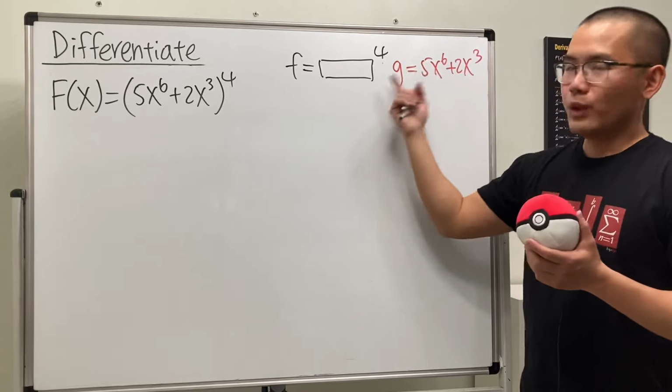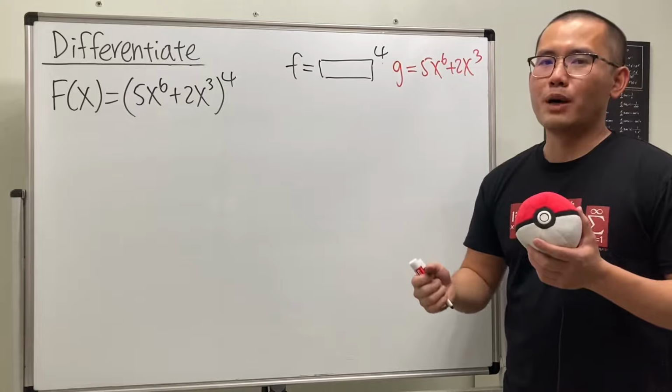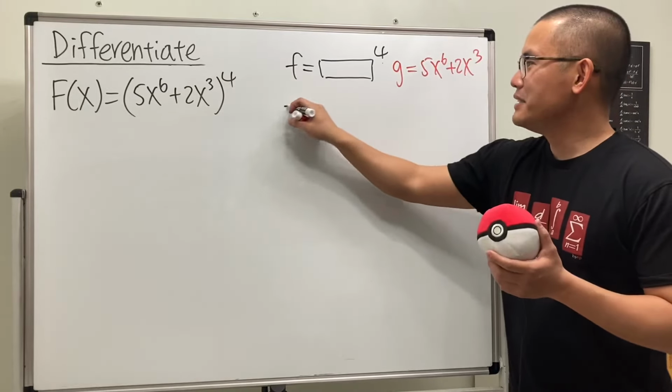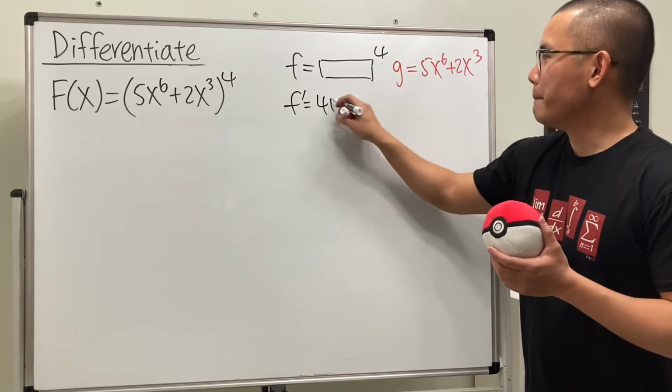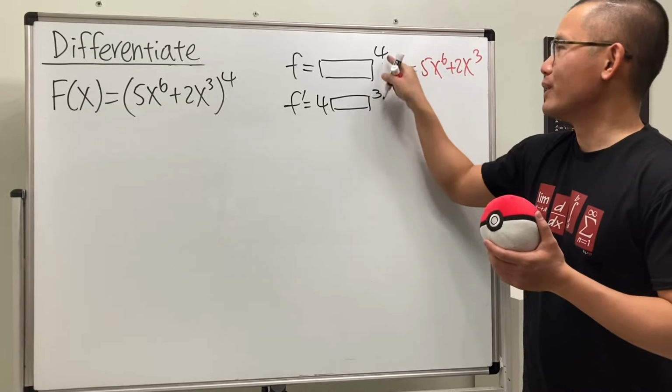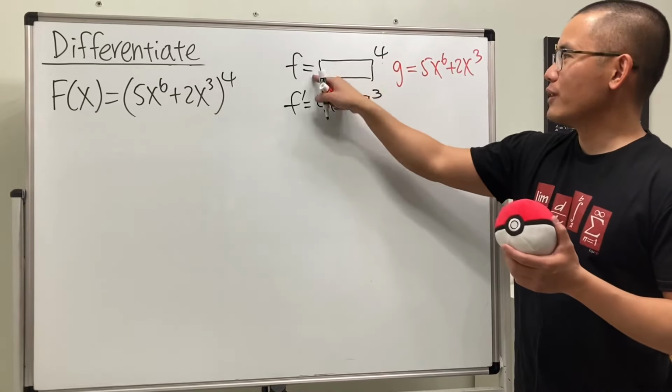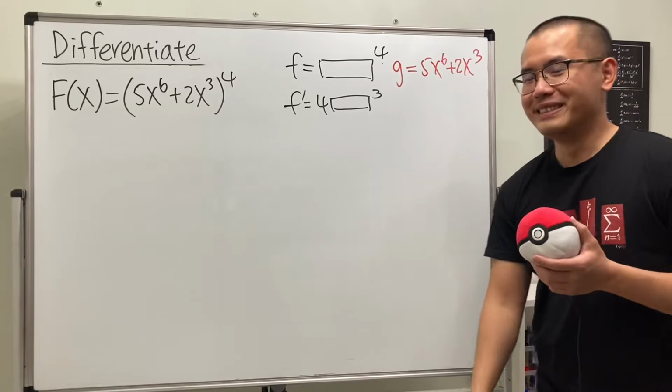Now, what's the derivative of a box to the 4th power? You guessed it, this is just going to give us 4 box to the 3rd power. Same thing. Bring the 4 to the front and minus 1, that's what we have.